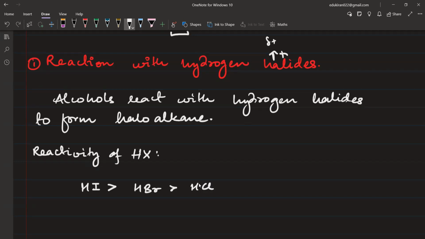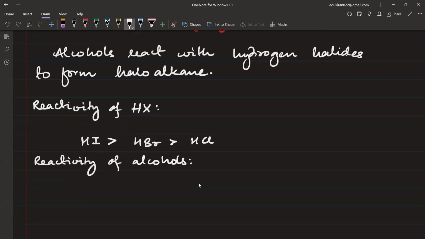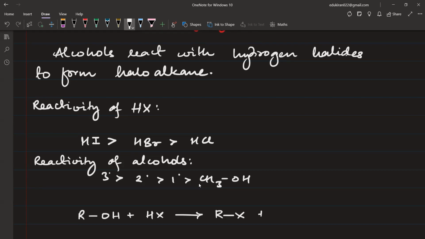Right, next, reactivity of alcohols. We have already seen what bond is going to break here. The CO bond is going to break. We have already seen what will be the reactivity. 3 degree is most reactive, followed by 2 degree, followed by 1 degree, and then followed by CH3OH. The simple reaction is going to be ROH plus HX gives you RX plus H2O.